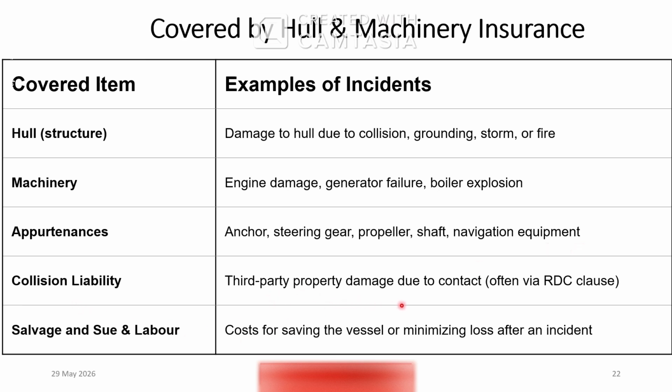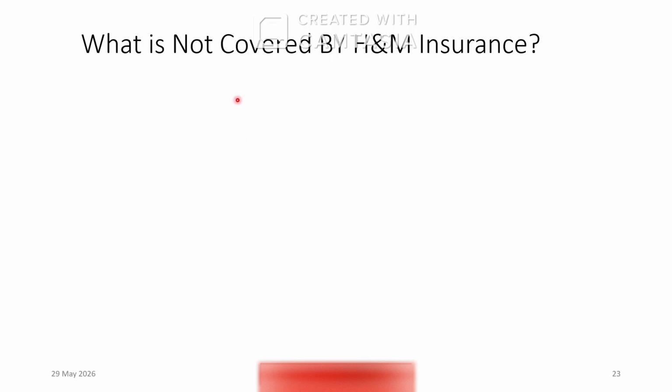The third party property damage due to contract is also covered by the hull and machinery insurance. What is that? Sometimes, maybe once you are approaching a port, maybe you have damaged the port jetty, right? That is also covered by the hull and machinery insurance. Salvage and sue and labor, cost of saving the vessel or minimizing loss after the incident, is covered by the hull and machinery insurance sometimes. What is not covered by the hull and machinery insurance?